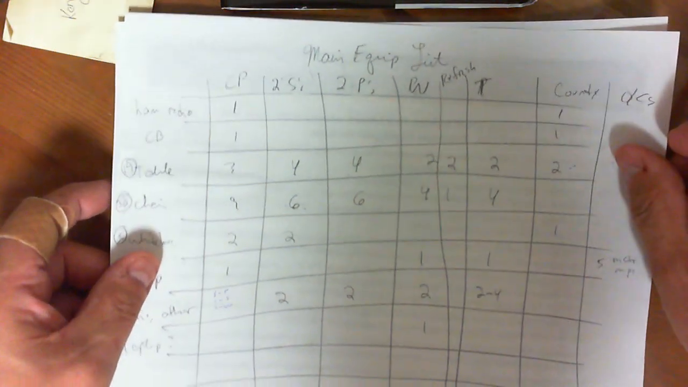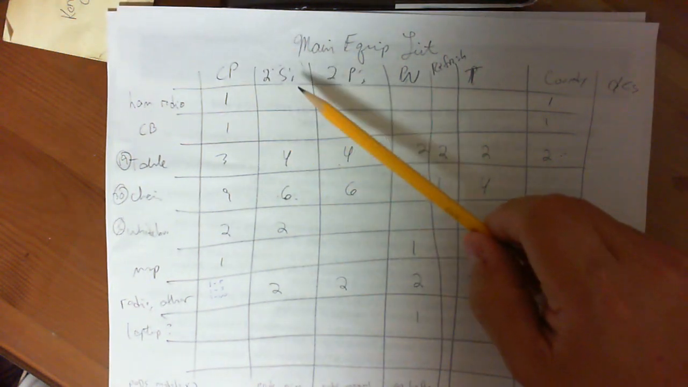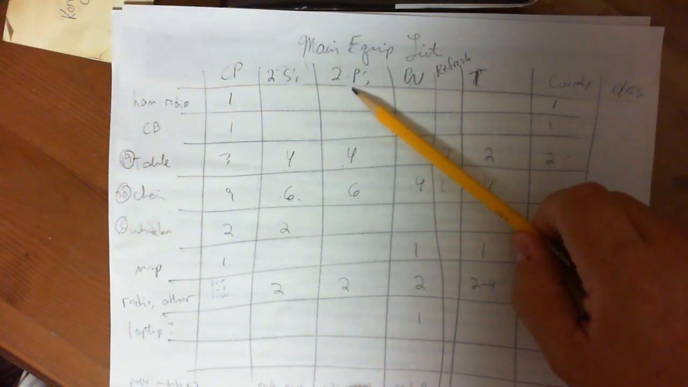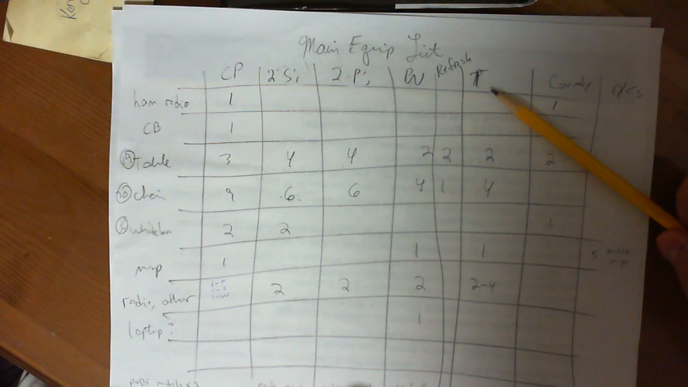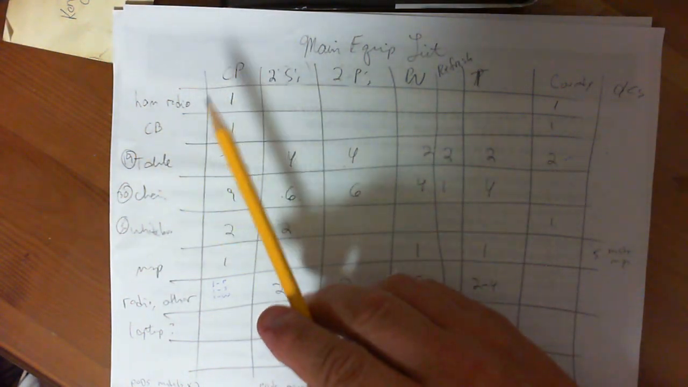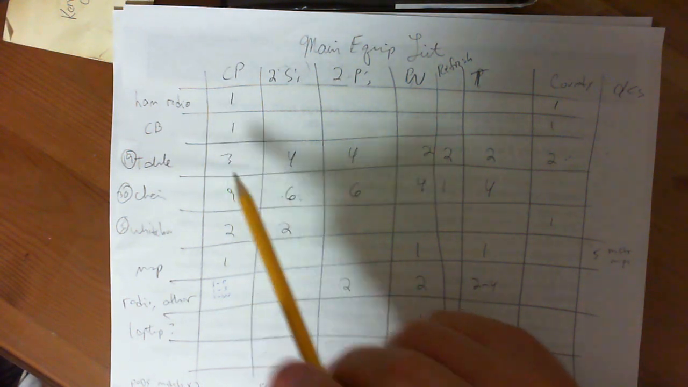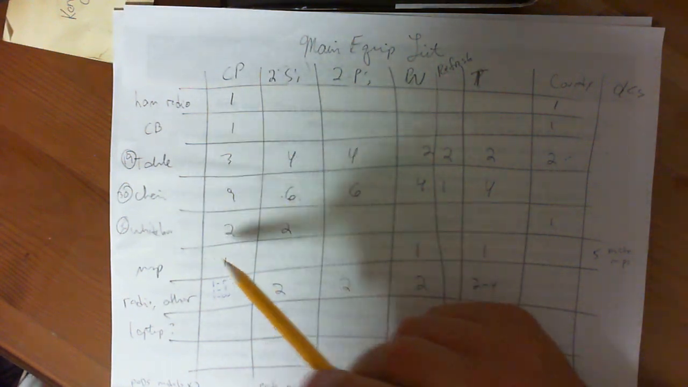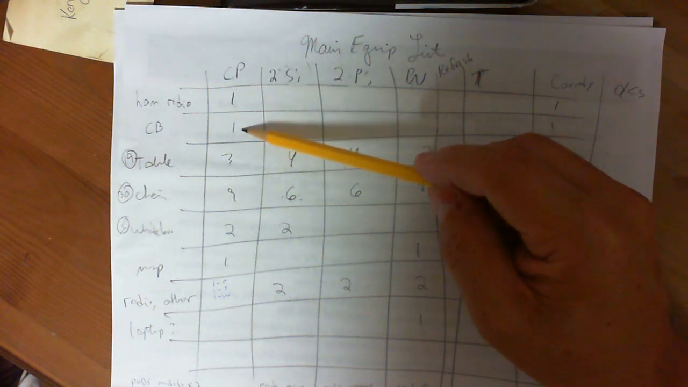Okay, so now, you can see the number of sites here. So on this site we have the CP site, the 2 shelter sites, the 2 pod sites, the warehouse site, the refreshment table, the truck area, the county site. So for the CP, the CP needs a ham radio to talk to county, a CB as backup.